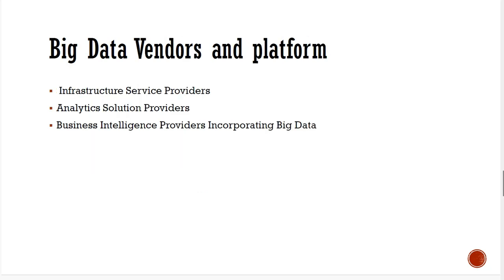Big data vendors and platforms. The big data vendor landscape has developed very wide. As in the case of many emerging technologies, even the terms change. Big data. One way to study big data is if we look at Chapter 7.